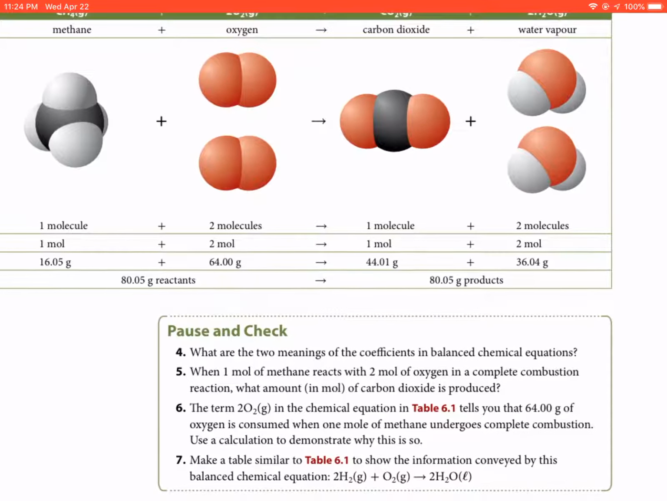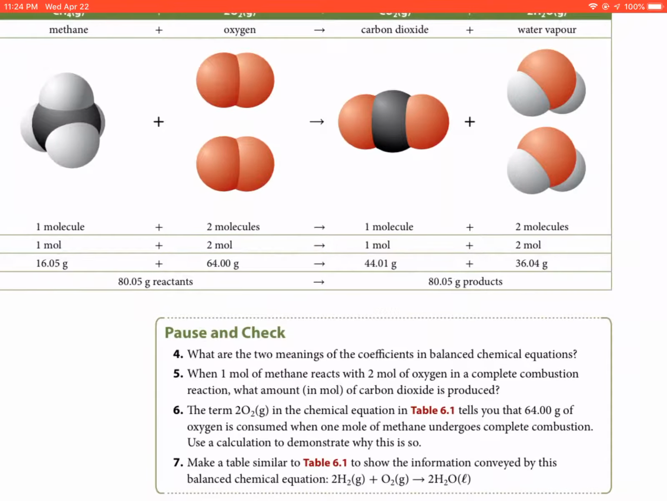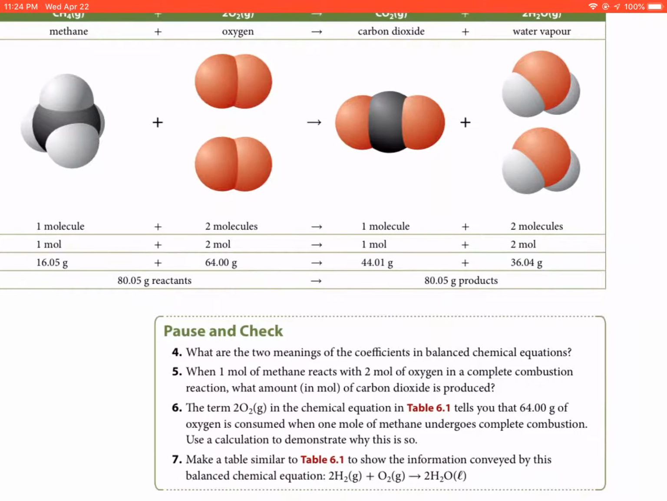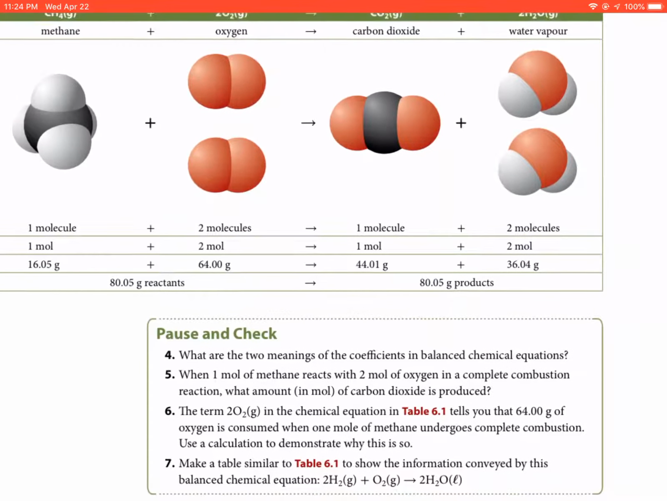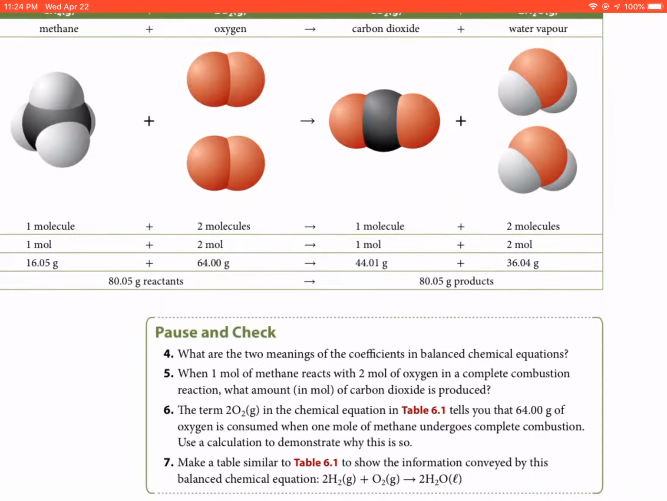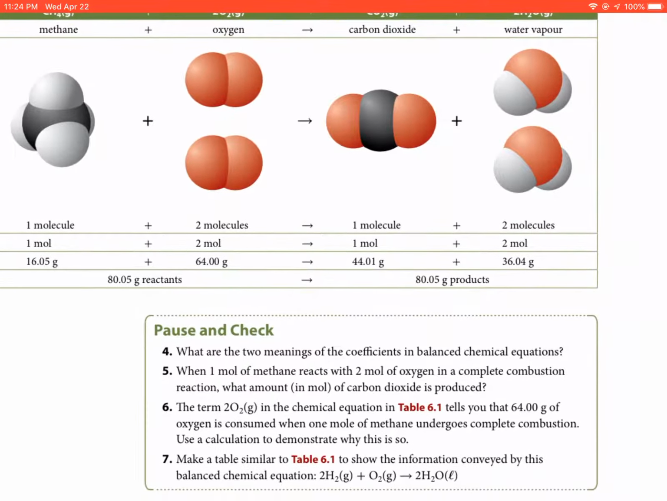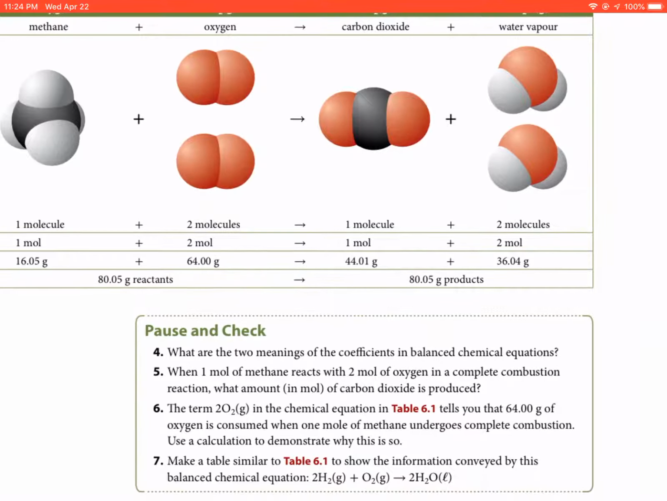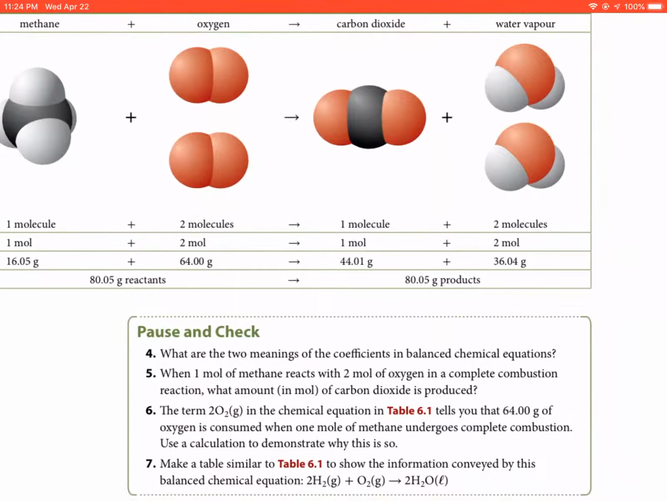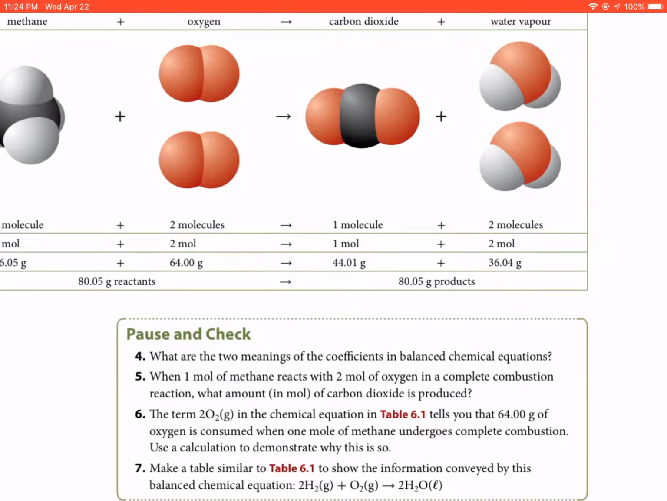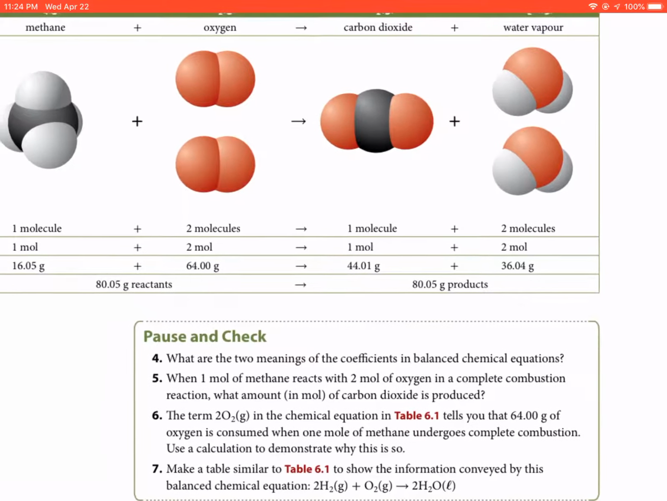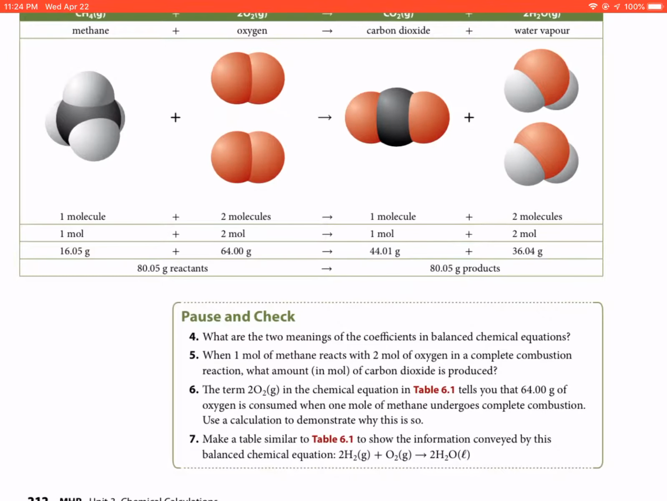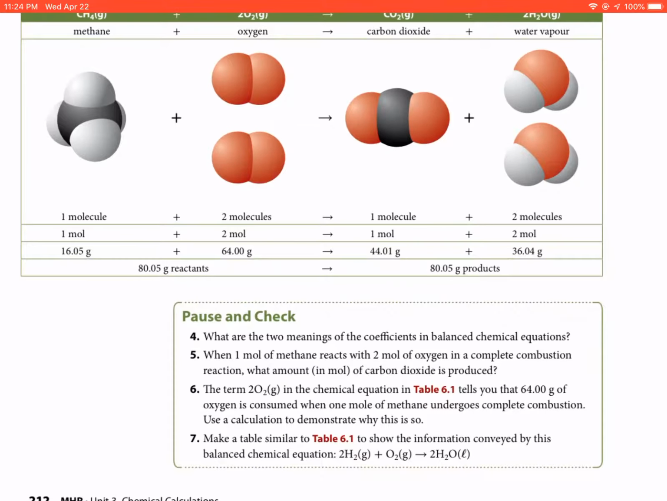Right, 2 meanings of the coefficients. The coefficients are the large numbers out front, and they tell me how many molecules are needed to react and or are being produced. They also tell me how many moles are needed to react and how many moles of product are being produced. Number 5 says when 1 mole of methane reacts with 2 moles of oxygen, how many moles of carbon dioxide are made? We know that 1 mole of carbon dioxide is made. And it says the term 2 O2s tells you that 64 grams of oxygen is consumed when 1 mole of methane reacts. Use a calculation to describe why that's so.